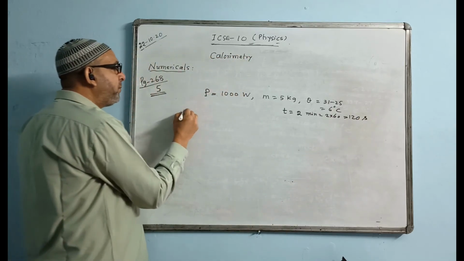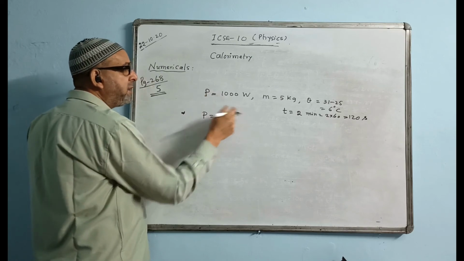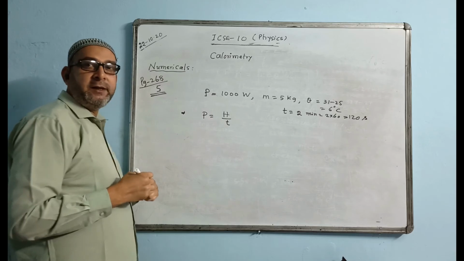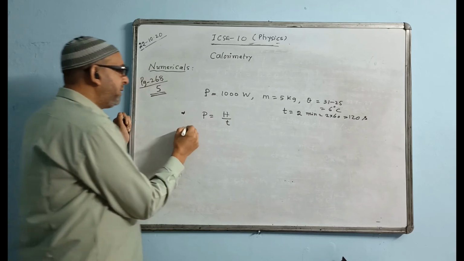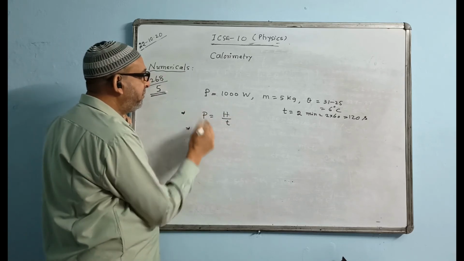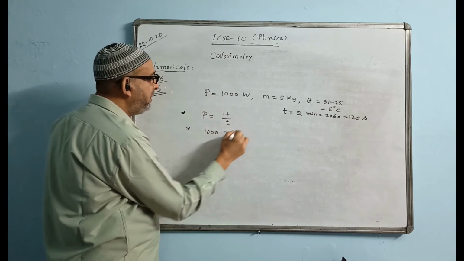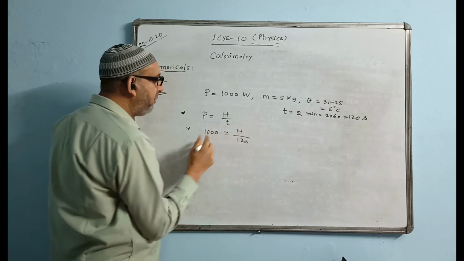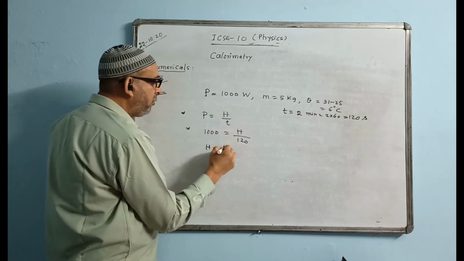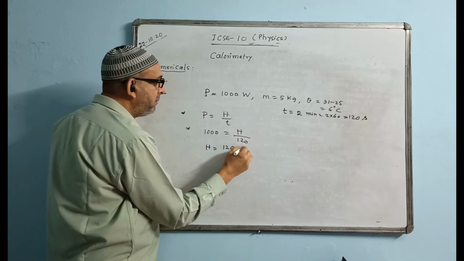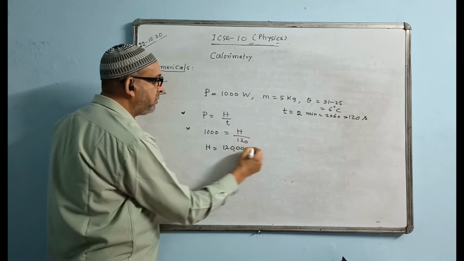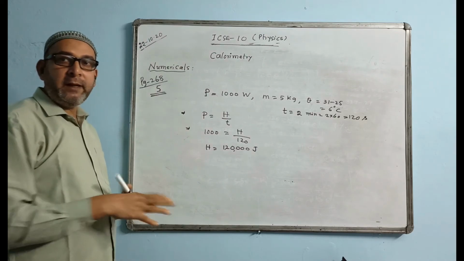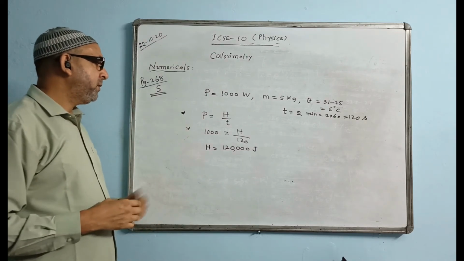Whenever power is given, the power formula is work by time, but work is the same as energy here, so we will write heat upon time. Power formula will become H by T. Let us put the values and find the unknown. Power is given 1000, heat we don't know, time 120 we have. Let us find the value of heat first. Cross multiplication gives 1,20,000 joule.